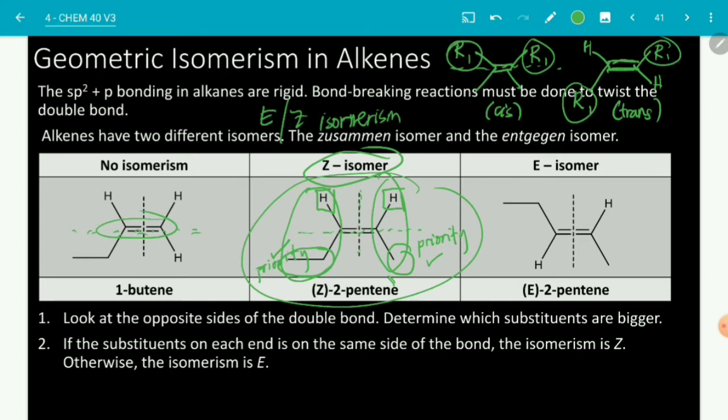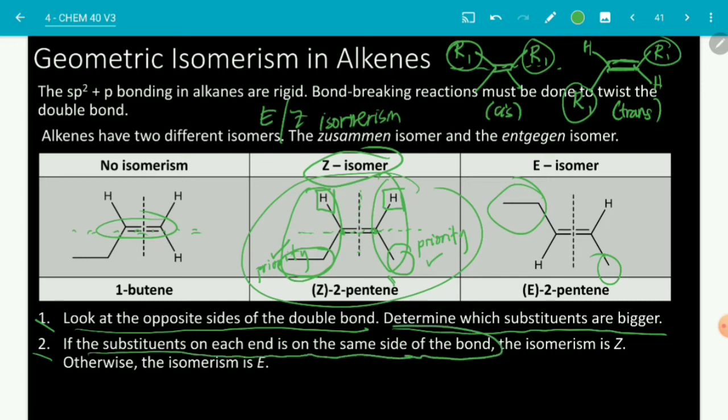Okay? Yung Z doon ay with respect to the carbon 2 and 3 which are in double bond with each other. Okay? Kapag naman opposite, E ang isomerism. Okay? So, take a look at the opposite sides of the double bond, determine which substituents are bigger, then if the substituents on the end are the same side, okay, pag same side, Z, pagka opposite, E. So, yung otherwise ay opposite. Okay?